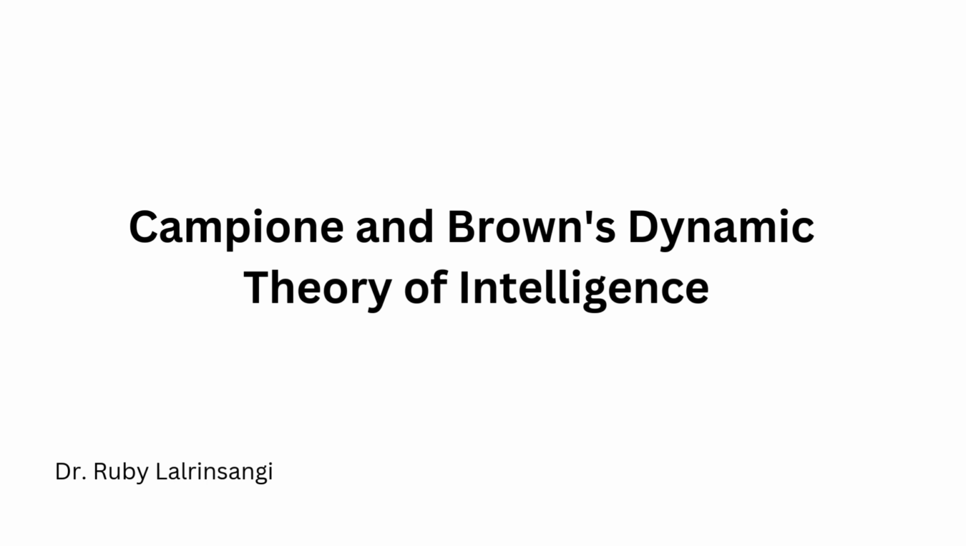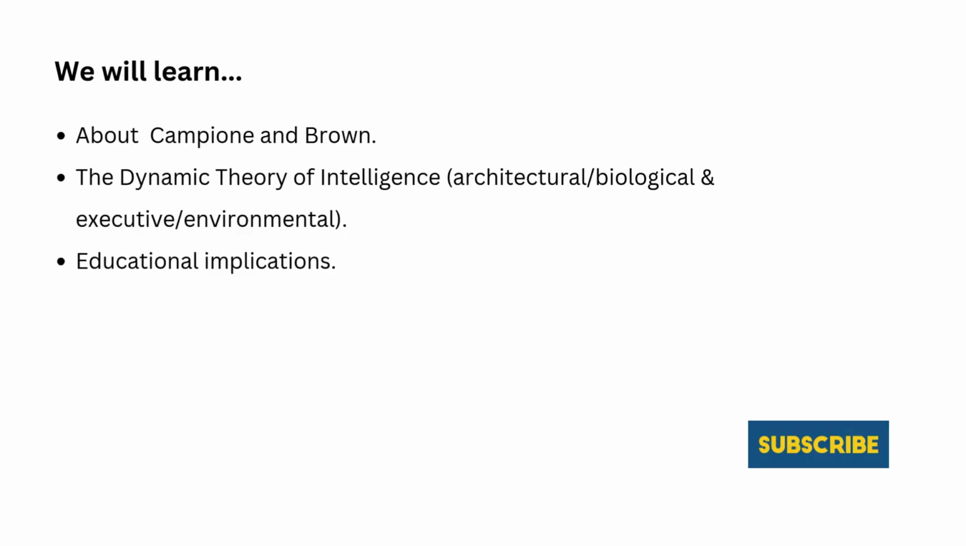So in today's video, we will understand in most simple words about Campione and Brown, their dynamic theory of intelligence, and the main components of this theory, which are architectural, which is also called biological, and executive, which is also called environmental. Finally, we will discuss the educational implications and see how this theory can be applied in educational setting.